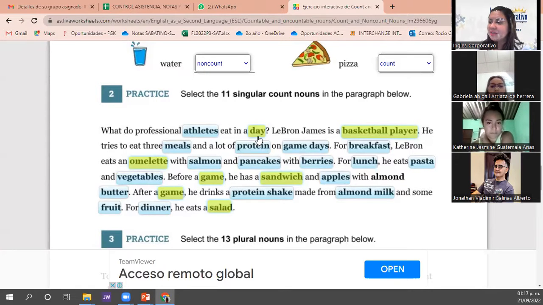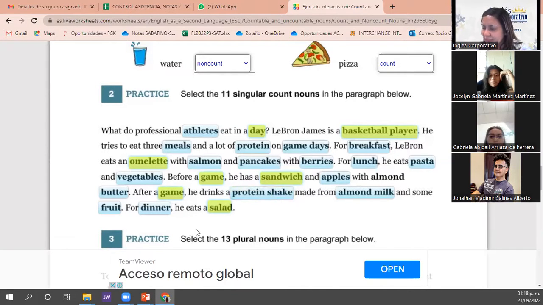Okay, they, omelette. Salmon. Protein shake, yes. But it's liquid. Let me see. 1, 2, 3, 4, 5, 6, 7. And we got, I think, breakfast. Okay, 1, 2, 3, 4, 5, 6, 7, 8, 9, 10, and salmon, 11.